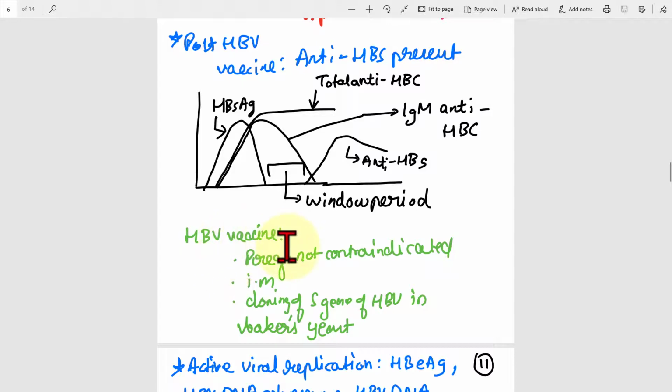Now talking about the HBV vaccine, one important point is that it is not contraindicated in case of pregnancy, and it is given IM, and there is cloning of the S gene of HBV in Baker's yeast.